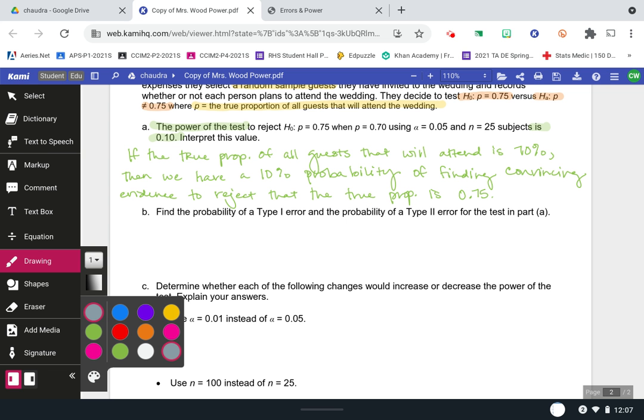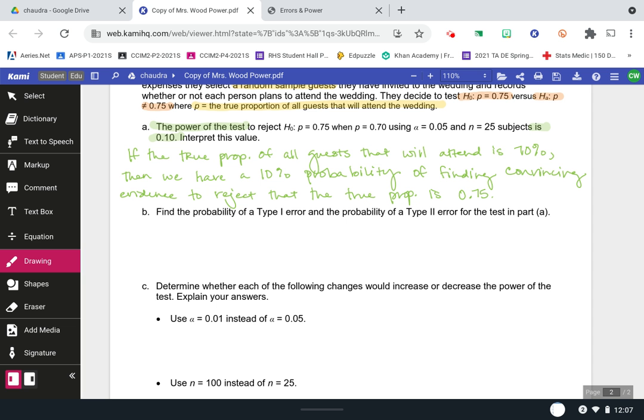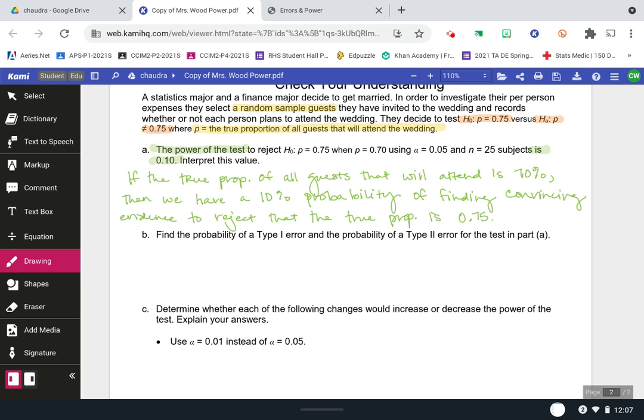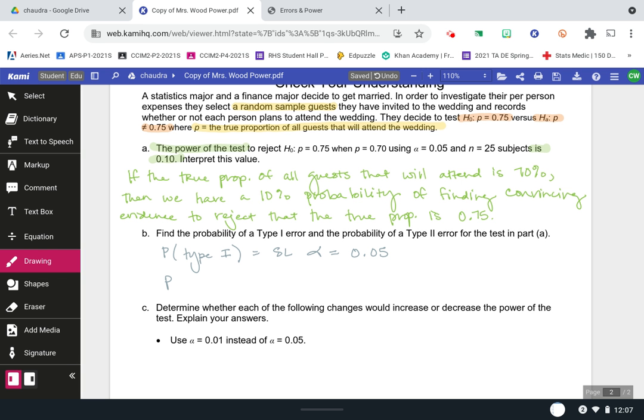Okay, so then we get to play with part B, and that truly is more of the type of questions that would be asked in an AP exam or test setting. So they gave you the background information that you need to do part B without the applet. So the probability of a type 1 error is just our significance level. So there is a 5% chance that we would make a type 1 error.